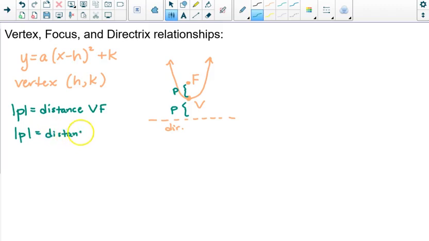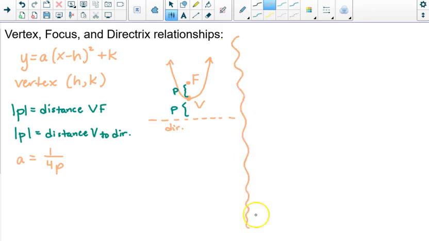Distance V to directrix. And A is 1 over 4P. So we learned that back in chapter 2. And if it happens to be a parabola that opens left or right instead, then we have x equals a times y minus k, quantity squared, plus h. Still, the vertex is (h, k).